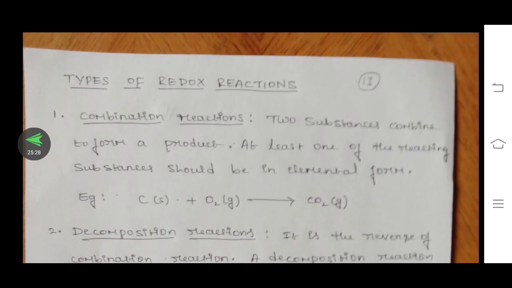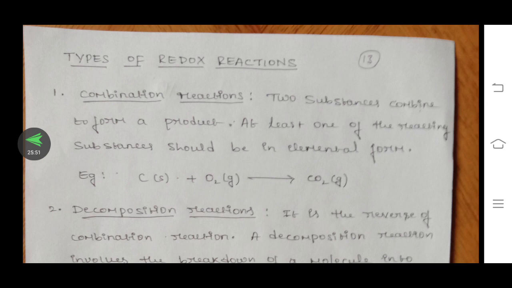Next one, types of redox reactions. There are four types of redox reactions. First one, combination reactions. See, the name itself tells combination. Combination means two elements combine to form one compound. In a combination reaction, two substances combine to form a product. At least one of the reacting substances should be in elemental form.